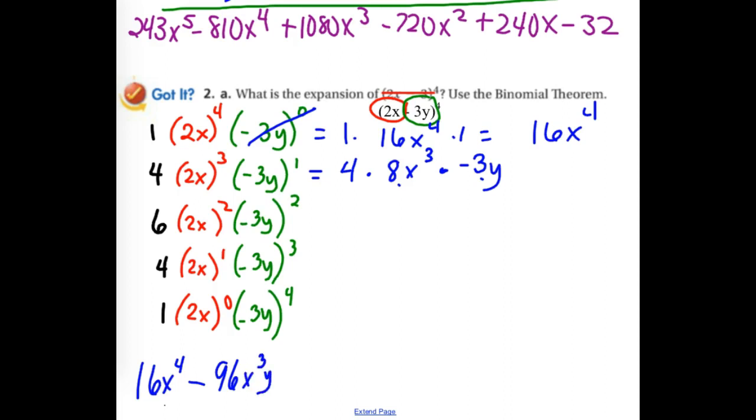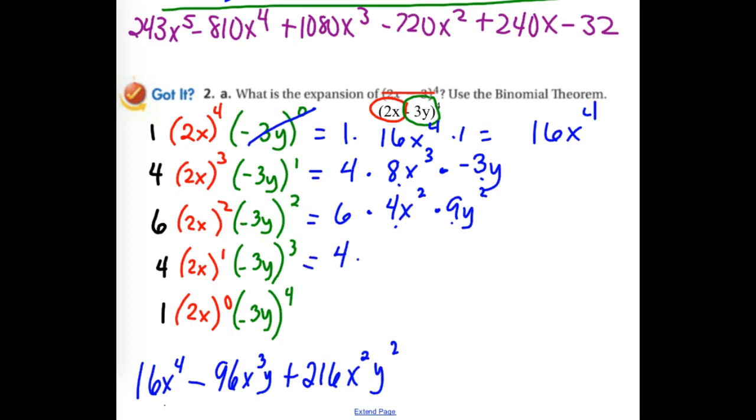Okay. Next row, we have 6 times a 2x squared is 4x squared. A negative 3y squared is 9y squared. What's 6 times 4 times 9? What is it? 216. So I have positive 216 x squared y squared. Okay. Next one, I have a 4 times a 2x. And what's negative 3 cubed? Negative 27y cubed. So what is 4 times 2 times negative 27?